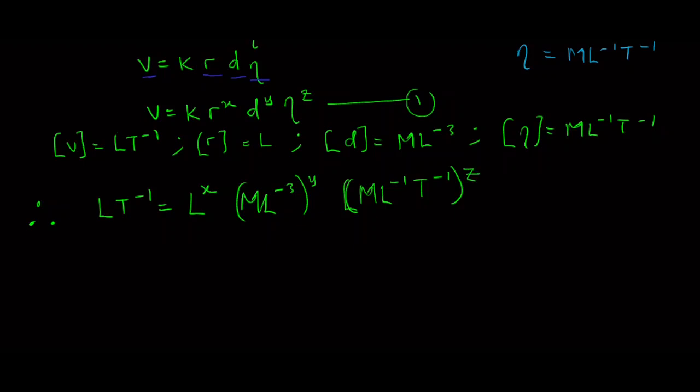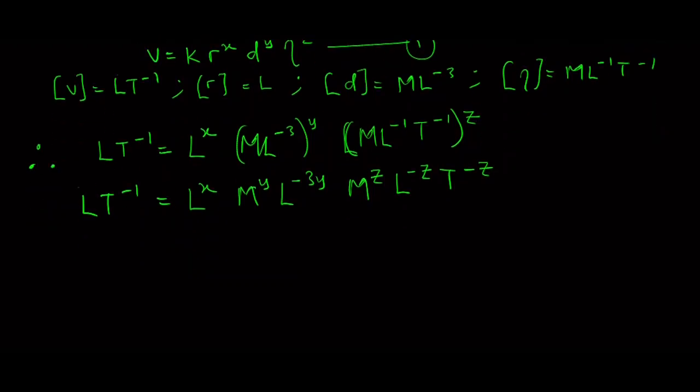Now we can open the brackets by using indices as well. That gives us LT^-1 equals L^x M^y L^-3y. Then if I open this one, I'll have M^z, L^-z, T^-z. Now let's rearrange this in terms of M, L, T for simplicity's sake. You should write LT^-1 equals, let me write M first, M^y, then M^z will follow, then L^x, L^-3y, then L^-z. But we only have one T on this side, so write T^-z.